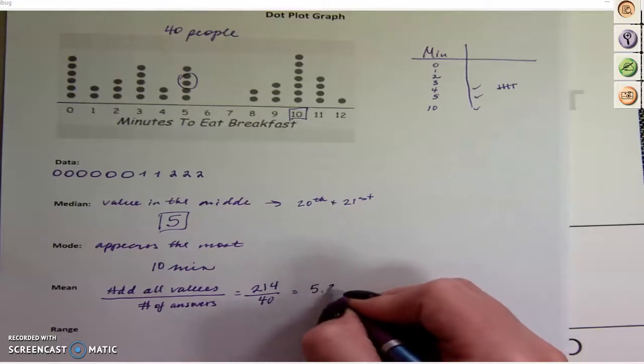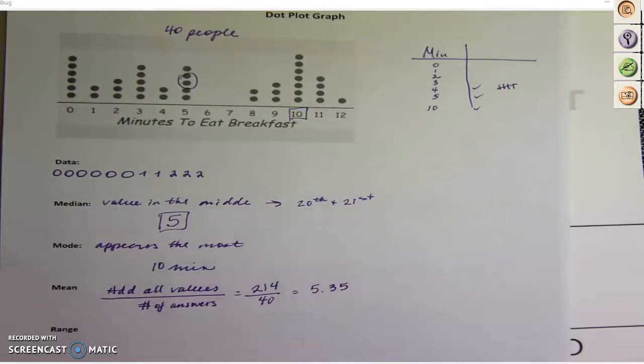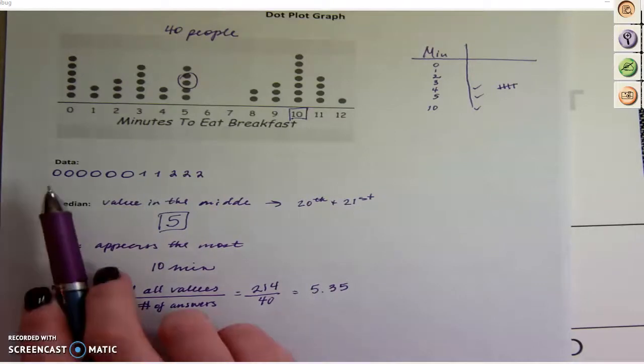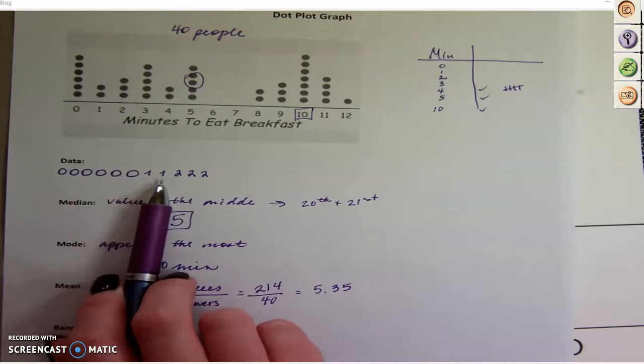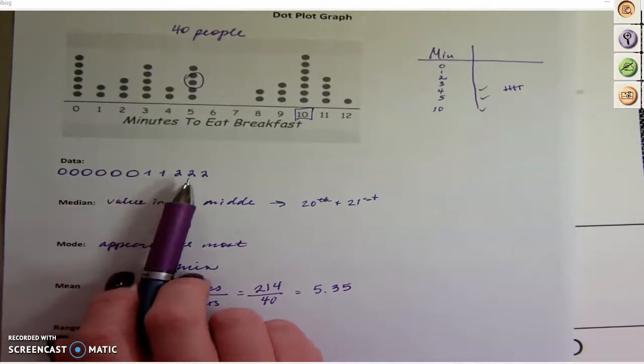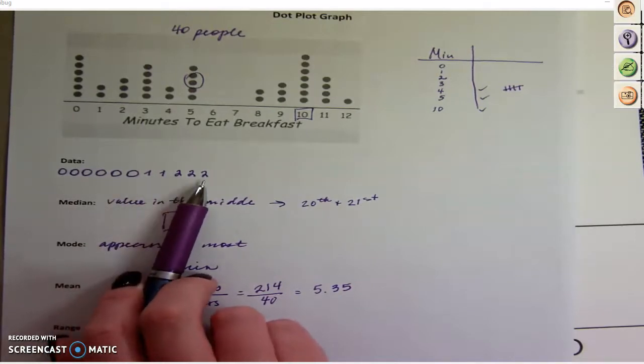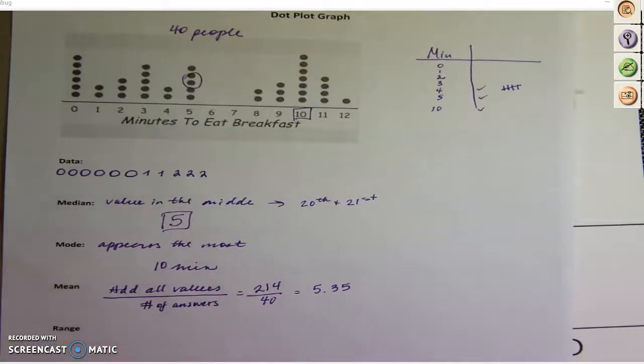I did do this a little bit in advance because it can be a little bit time consuming. And it's really not usually something that we do a lot with dot plot graphs. I want to make sure that you do understand how it would be done. So you literally would say 0 plus 0, okay, that's all zeros. 1 plus 1 is 2, plus 2 is 4, plus 2 is 6, plus 2 is 8, and so on. And you keep adding the minutes and then dividing by 40 people.